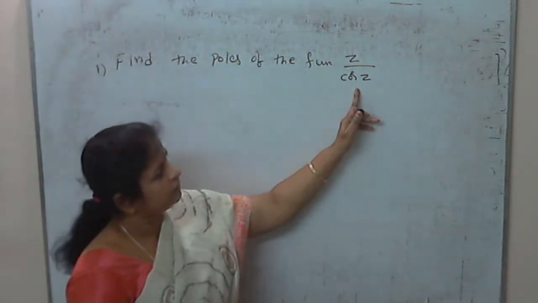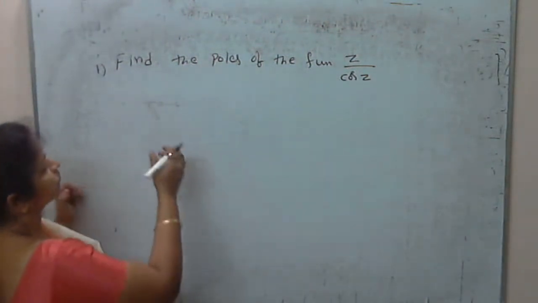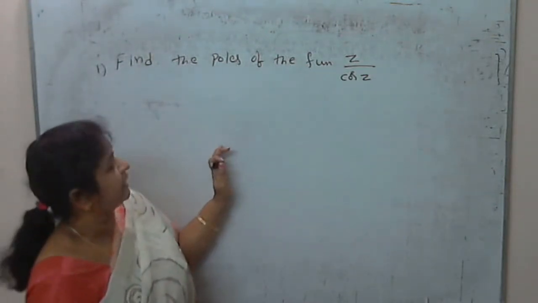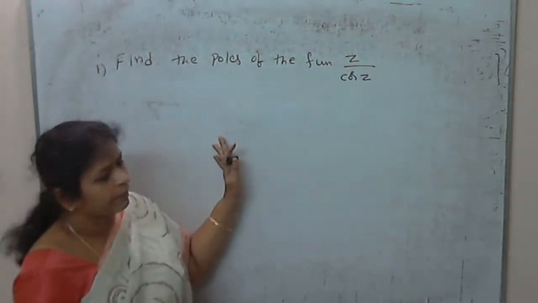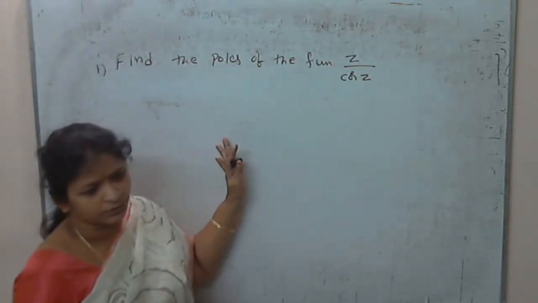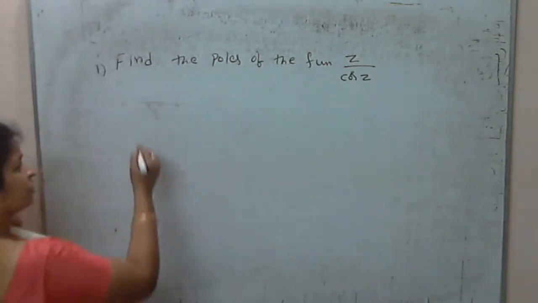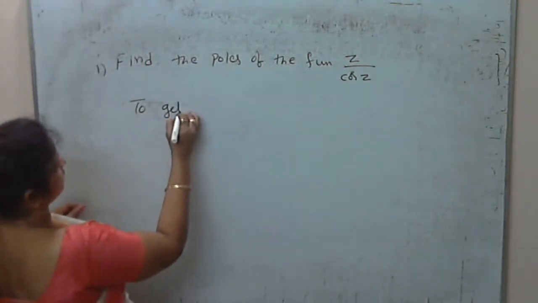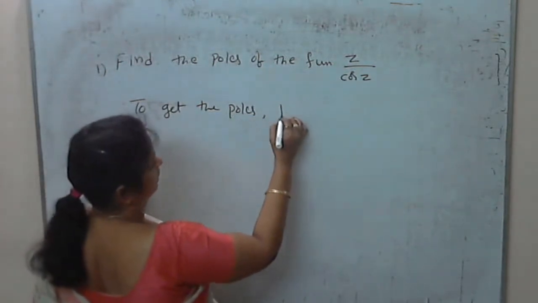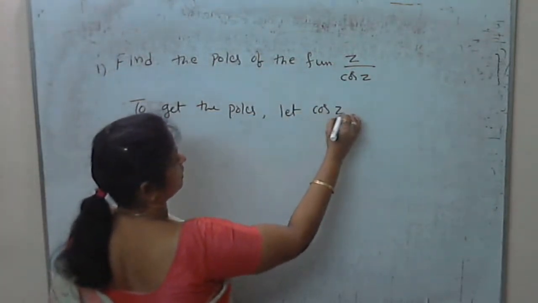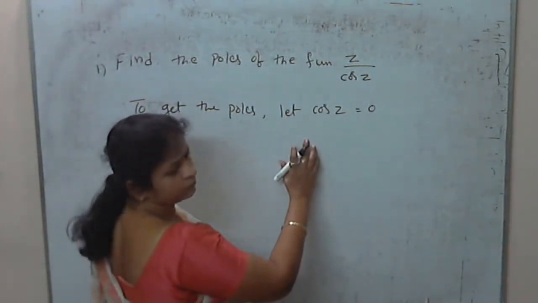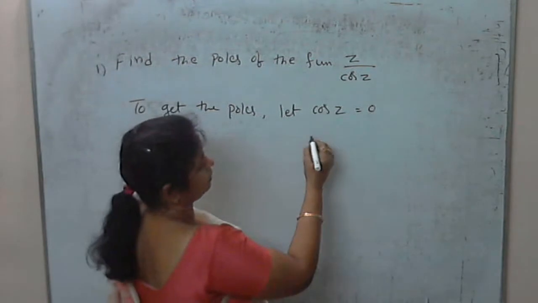What is the given function? z by cos z. If a function is given, then you have to take the denominator equal to 0 to get the poles. So to get the poles, let the denominator equal to 0. What is the denominator here? Cos z. Cos z equal to 0. Cos z equal to 0 means what is the solution?